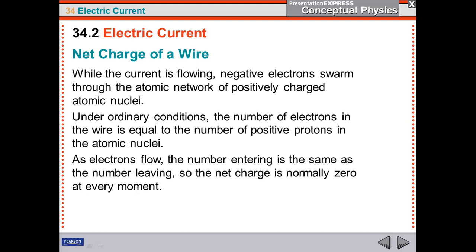As electrons flow, the number entering is the same as the number leaving, so the net charge is normally 0 at every moment. It means the net charge of a current carrying wire is always 0.